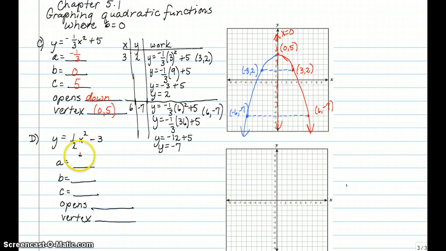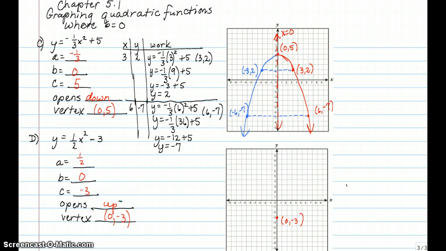So A is 1/2. B is nothing because there's no bx in the middle. C is going to be the -3. When b is 0, the vertex will always be the c value, so 0, -3. Let's plot that and label it. And this parabola is going to open up because the a is positive.